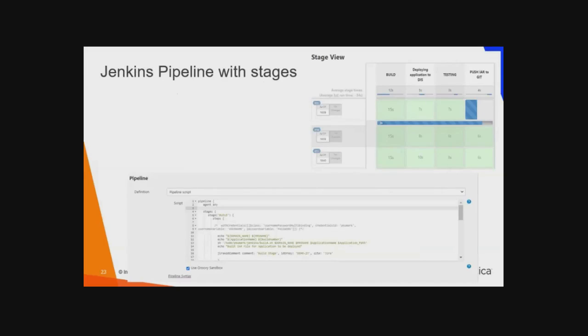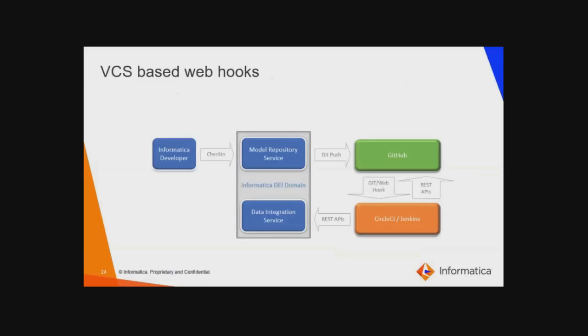And this is how my pipeline looks like. I have 4 stages, right? So build, deploy, and then testing, and then push to Jira, right? So here you can see there is a Jira add comment. So once each stage is completed, the Jenkins would automatically put a comment onto the Jira and move it to the next stage.